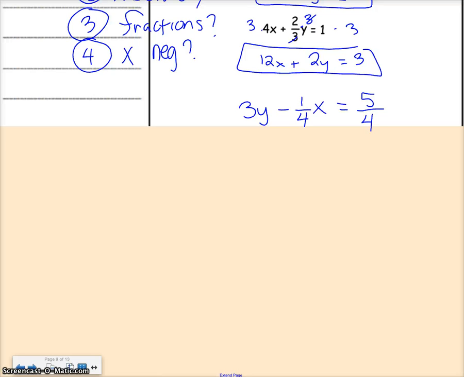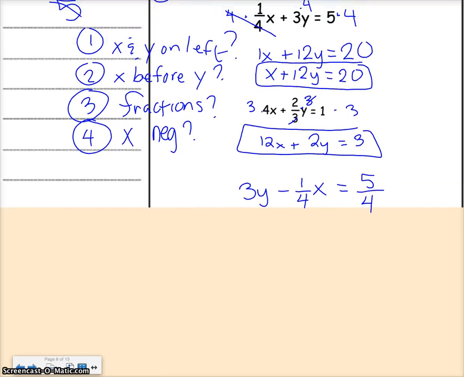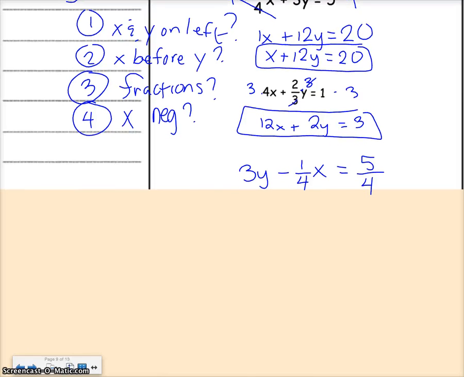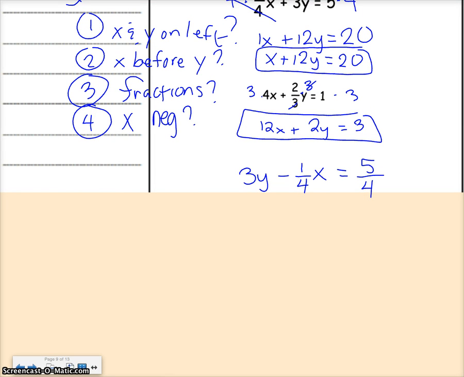Okay, I always ask the same 4 questions. I'm going to actually make it look like this. Are x and y on the left? Yep. I'm going to question 2. Is x before y? No. I better change that, so I'm going to plus a negative. And then I'm going to flip it. It's negative 1/4 x plus 3y equals 5/4. Okay, that was question number 2.